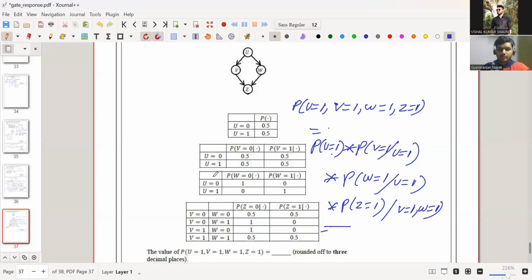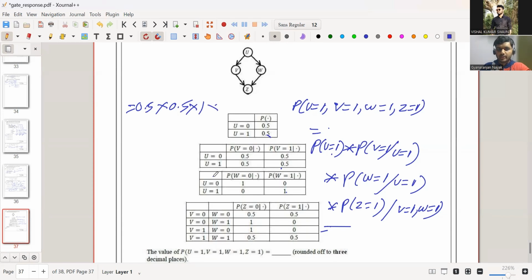then P of E equal to 1 has value 0.5. So here you calculate P of E equal to 1, 0.5, into P of V equal to 1 given E equal to 1. So you find V equal to 1 given E equal to 1, that is 0.5. Okay. Next, double equal to 1 and E equal to 1. Here double equal to 1 and E also equal to 1, that is 1.